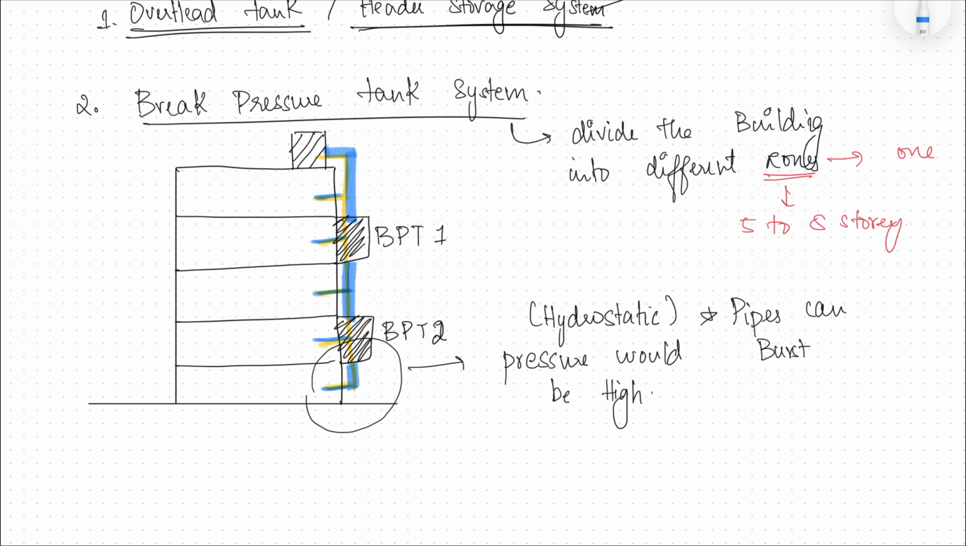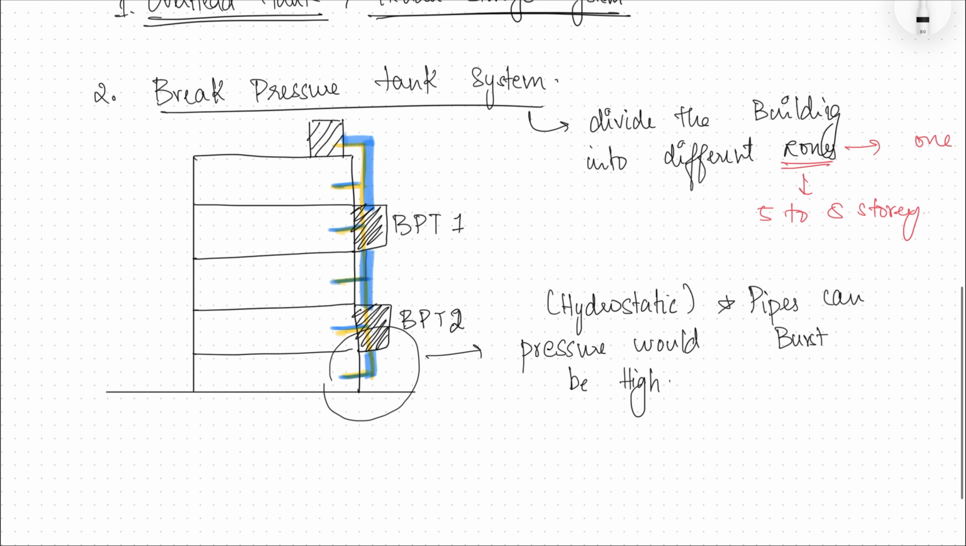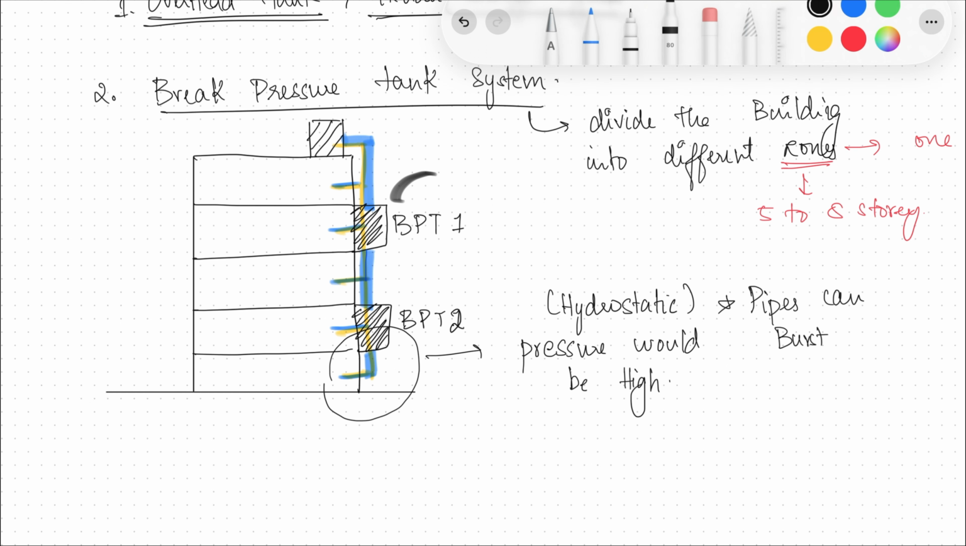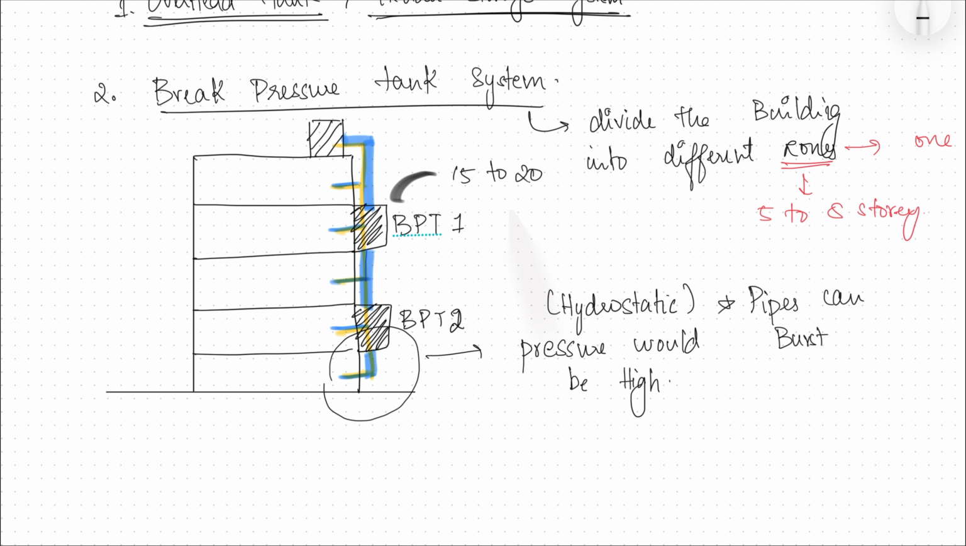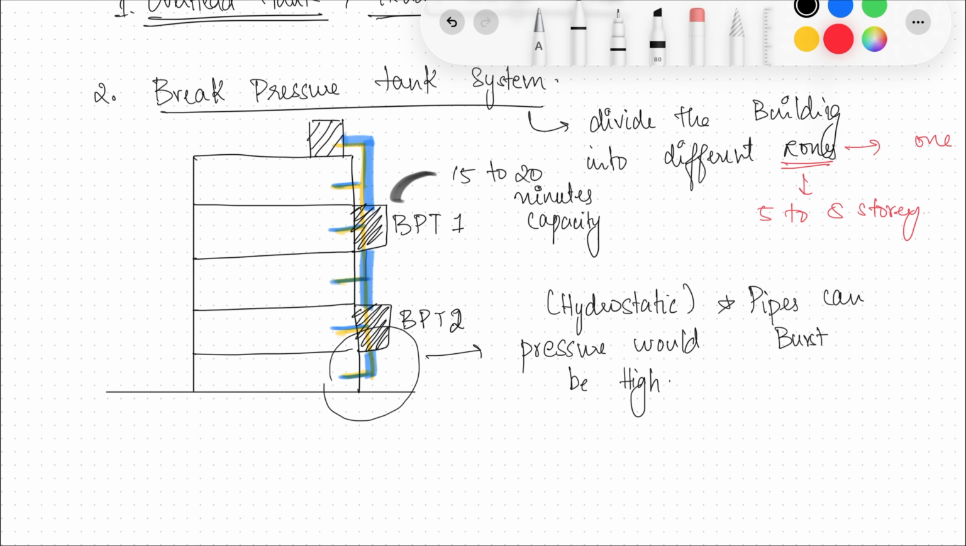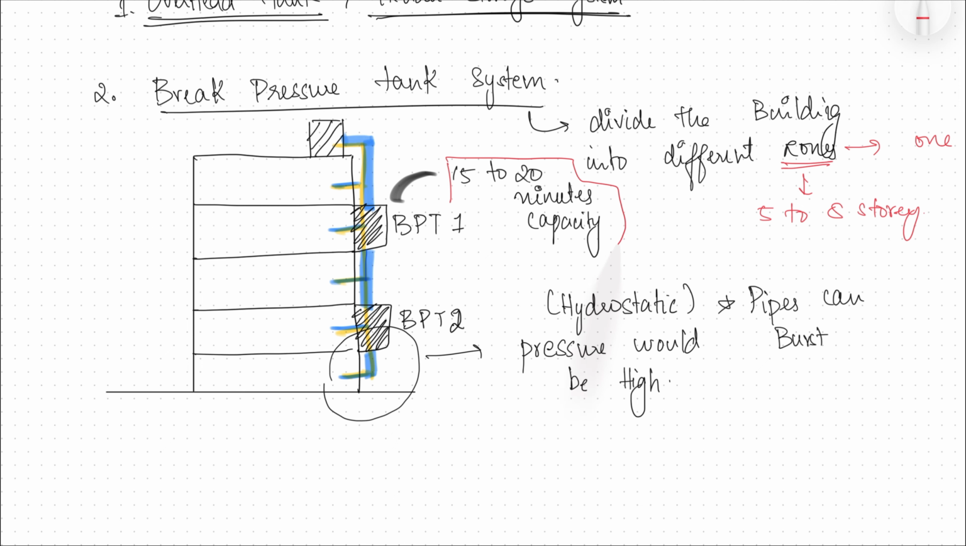So this is your brake pressure tank. So brake pressure tank basically breaks the pressure of the water in the pipe by introducing tanks in the middle in different zones. And these BPT tanks should have a capacity for maintaining water up to at least 15 to 20 minutes. Okay, so this should be their capacity.